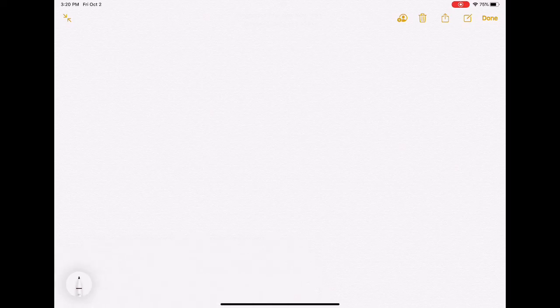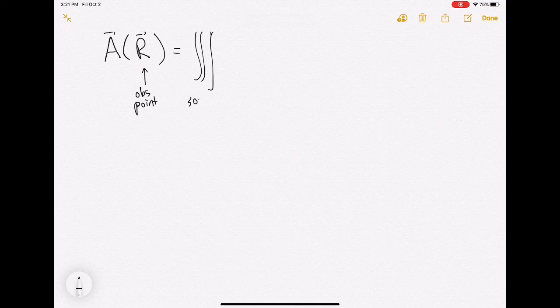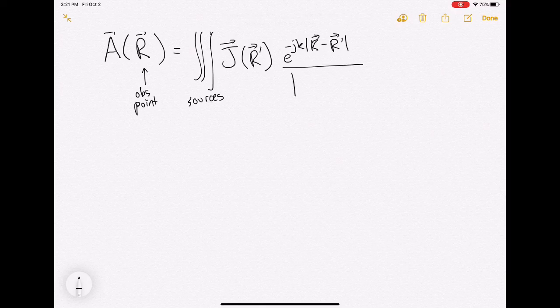Last time we introduced the radiation integral, where the magnetic vector potential at some observation point is equal to an integral over the extent of any sources of the electric current density, where the primed coordinates show you where the sources are, times a phase term, e to the minus jk times the distance between the observation point and the source point, divided by a spherical spreading out term, same distance, over volume times some constants at the front.